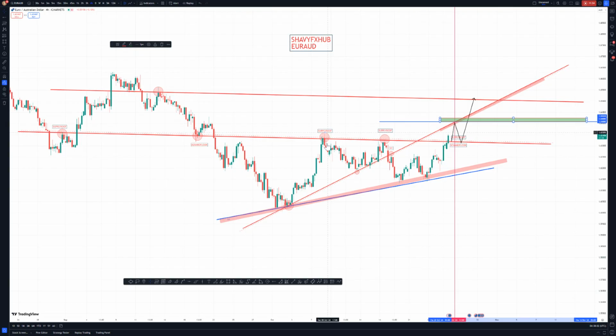So this is going to be our new supply roof, and this is our new supply roof. So I expect price to come down here again in a more critical buying. I expect a tap into this zone.